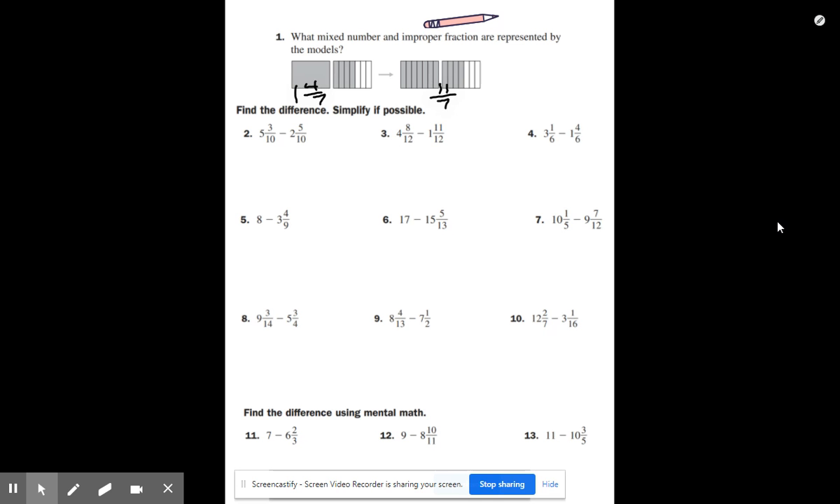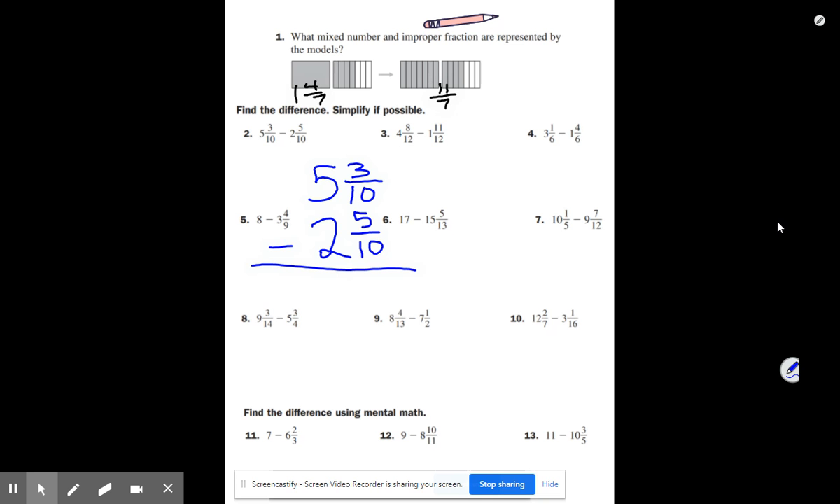I've got a variety of answers coming up. I'm gonna write fairly large, kind of over the top of everything. I apologize. 5 3/10 minus 2 5/10.